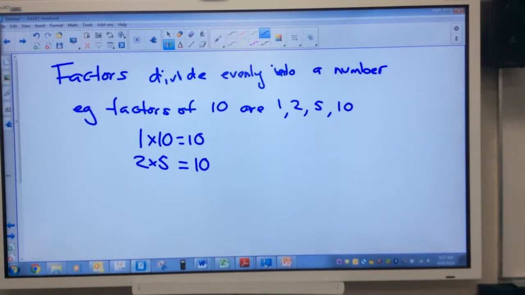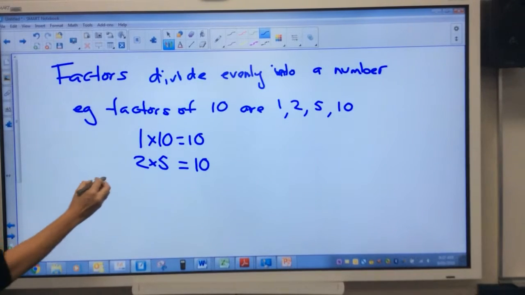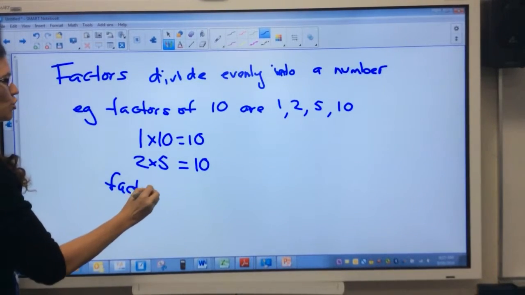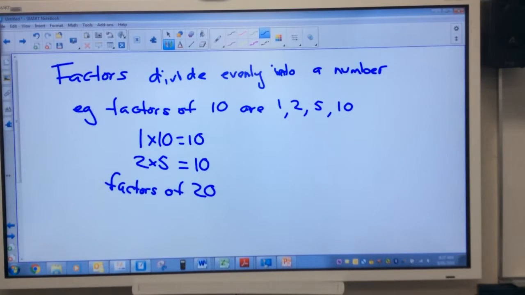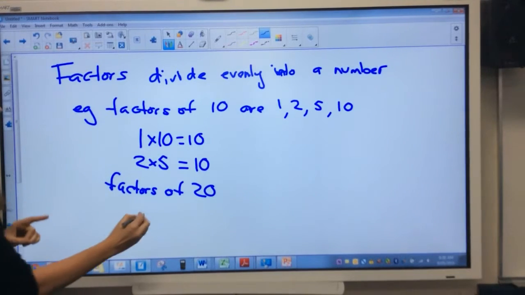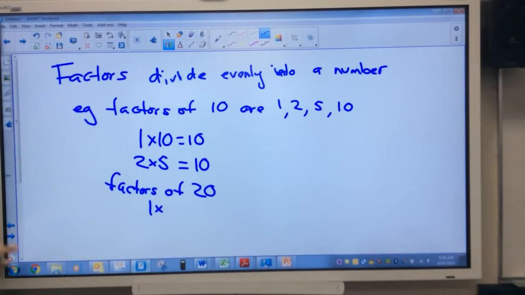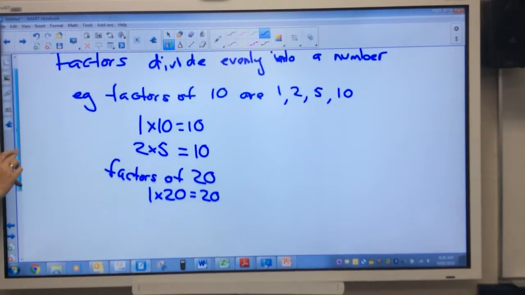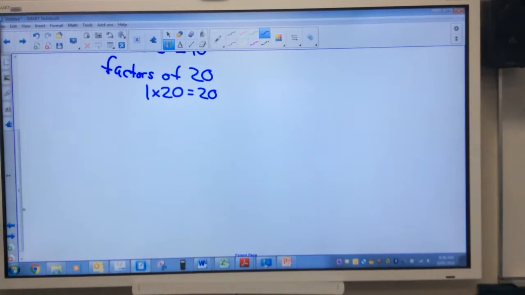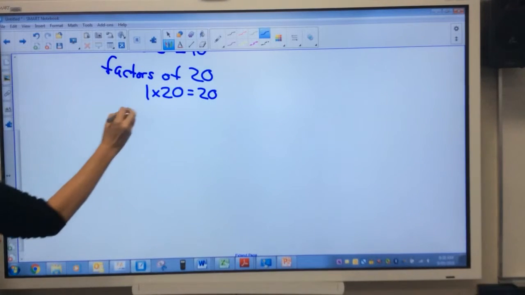We're going to do another example of that. So the next one we're going to look at are factors of 20. Now, we want to use this very logical method, the same one every time. So we always start with the number 1. So we're going to start with 1 times what is 20? 1 times 20 is 20. Then we're going to go to 2. 2 times what is 20? 2 times 10.